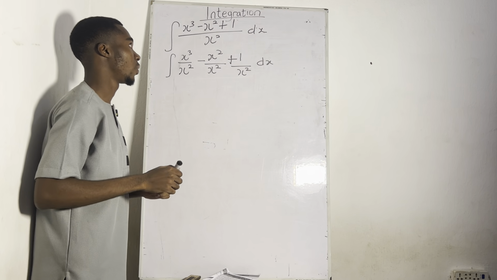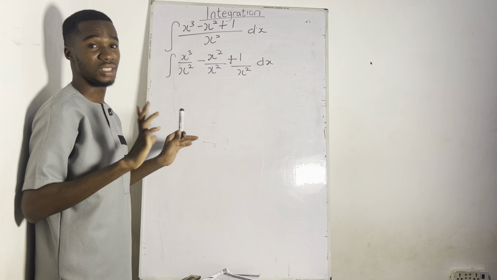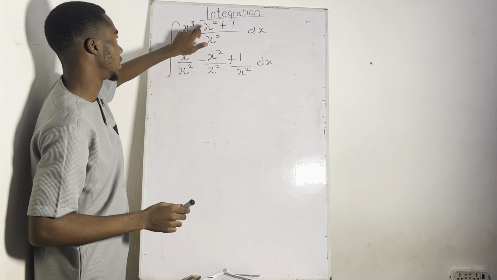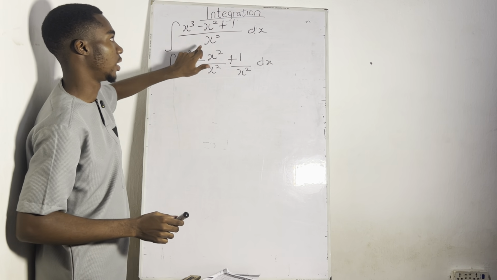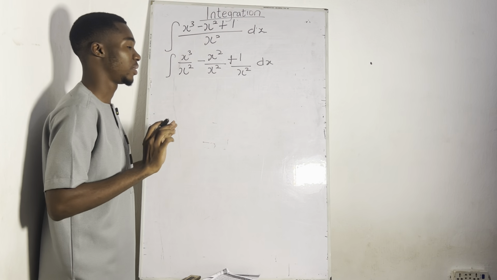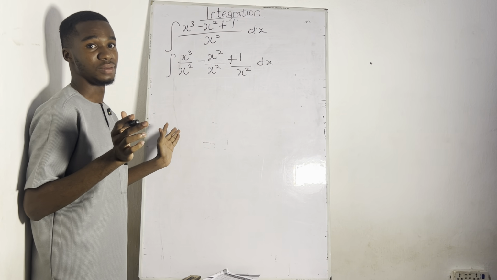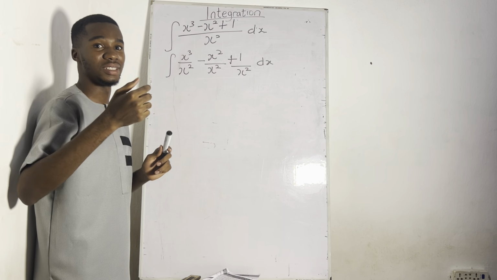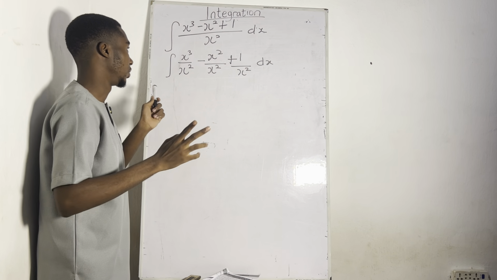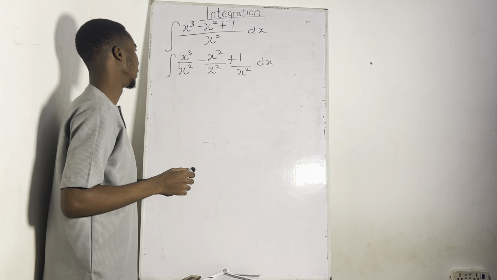So this is what the question actually means. I've not changed anything. x cubed over x squared, negative x squared over x squared, 1 over x squared, then the dx. You've not yet started integrating. We are just simplifying it before we start integrating. Do you get it? So when you start integrating, that's when you add the plus c. Right now, you are just simplifying. Do you get it?